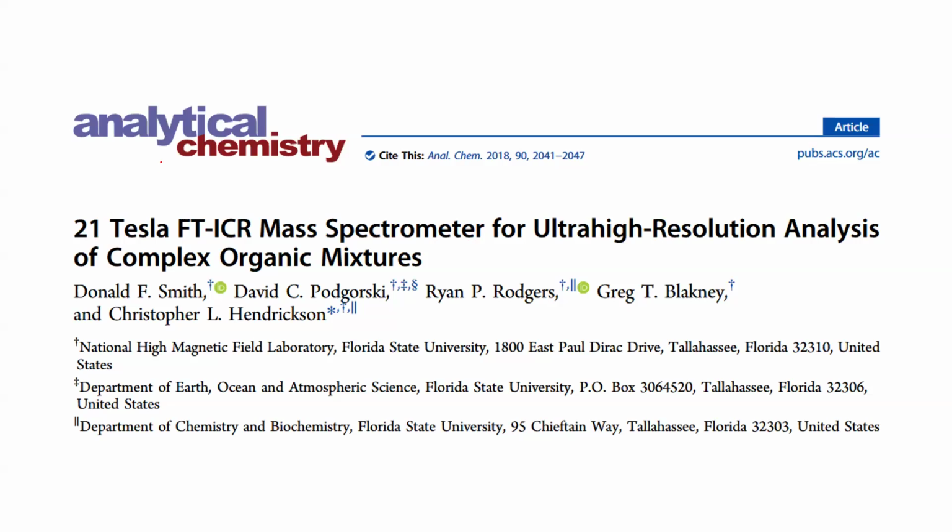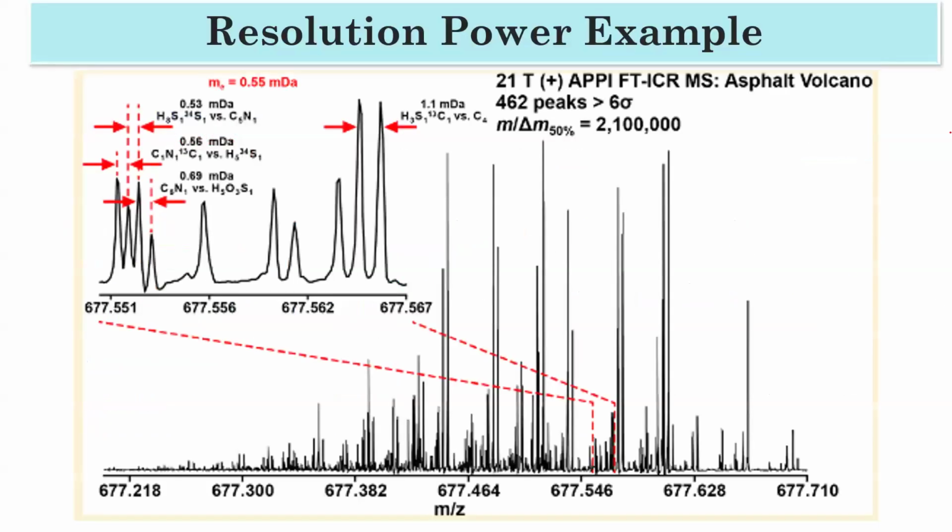So you can see this paper in Analytical Chemistry. They have used a 21 Tesla FT-ICR mass spectrometer. You can understand in NMR, if you have an 800 megahertz NMR, you use around 7 to 8 Tesla magnetic field. But here they have used a 21 Tesla magnetic field. So it's very strong.